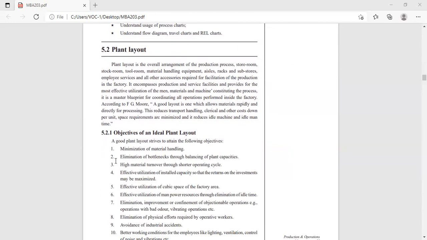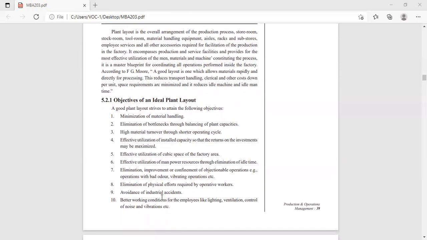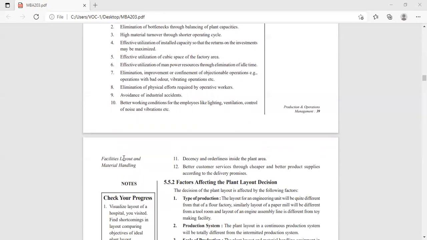Here different objectives of an ideal plant layout are given, like minimization of material handling, elimination of the bottlenecks, balancing of the plant capacities, high material turnover, effective utilization of installed capacity, so the return on the investment may be maximized, effective utilization of the space, manpower. Okay. All these are the objectives of an ideal plant layout.